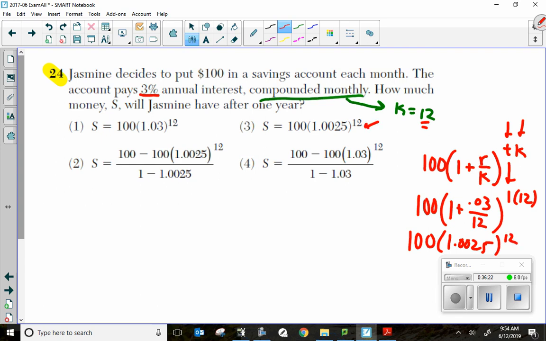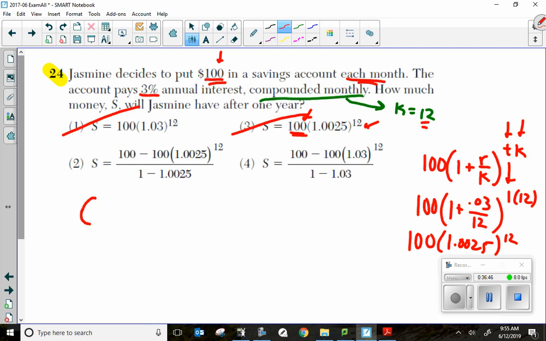And you would say, this is it. No, it is not. How come? This is putting $100 in and not touching it, not putting anything else in. She's putting in $100 each month. This is just putting in one value of $100. Here she's putting in $100 12 times. So it is not going to be this, where you have an initial value and you leave it alone. It's going to be one of these two.